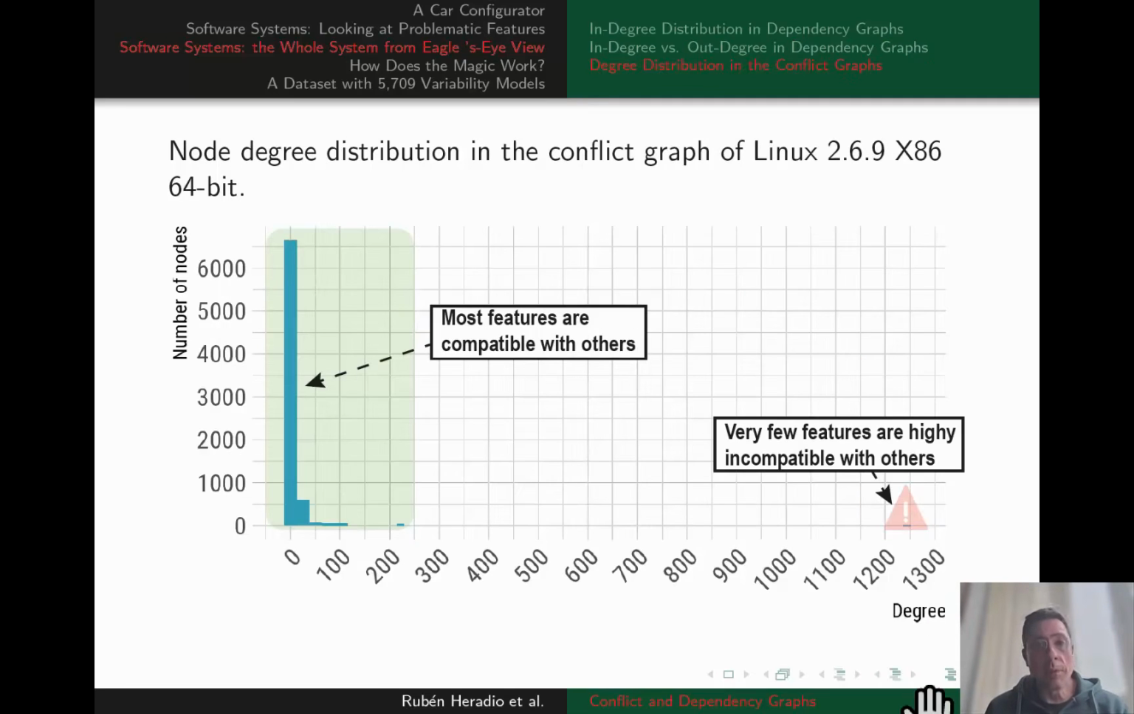We can do the same with the conflict graph. For example, here you can see the histogram representing the distribution of the node degree in the conflict graph. And in this histogram, you can see that most features, most nodes, are compatible with others, whereas only very few features are highly incompatible with others. So if we remove the dead features, the incompatibility problem is basically solved.